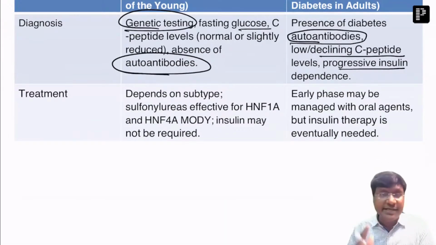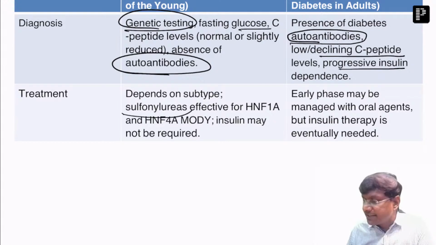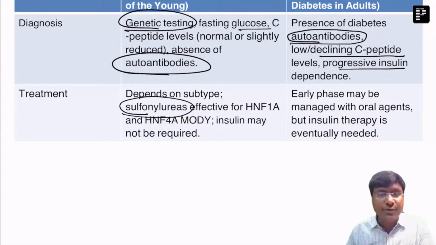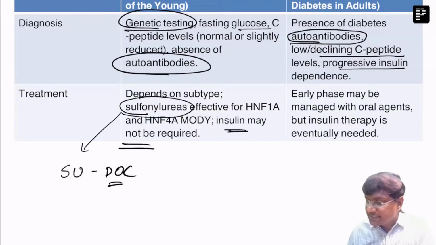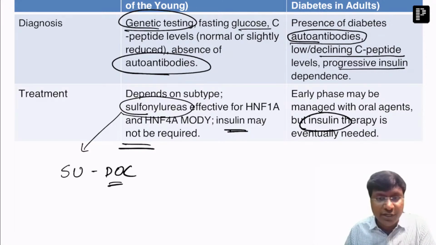And what is the treatment? In case of MODY, there is a beta cell dysfunction, so you don't require to give insulin. What is required in case of MODY is low dose sulfonylureas, right? Low dose sulfonylurea is the drug of choice, and insulin is not required in case of MODY. Whereas in case of LADA, there is loss of insulin producing beta cells, so insulin therapy is required in case of LADA, but not in case of MODY, right? So this is about MODY as well as LADA.